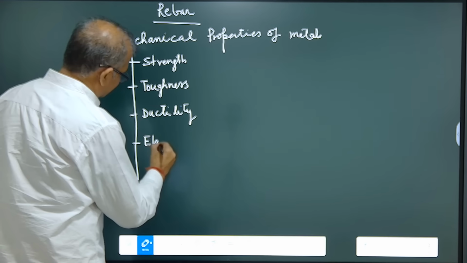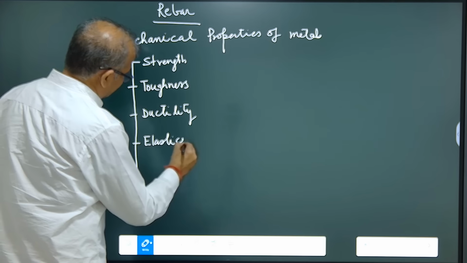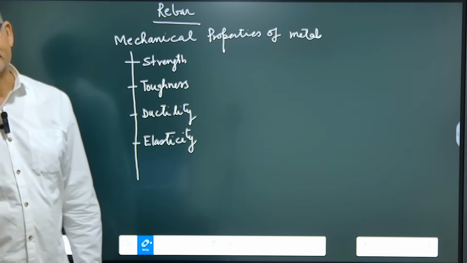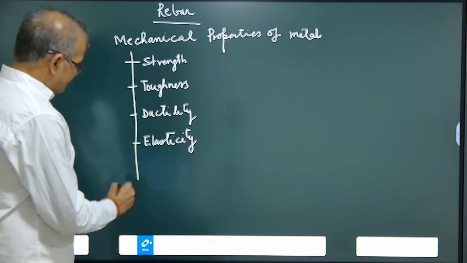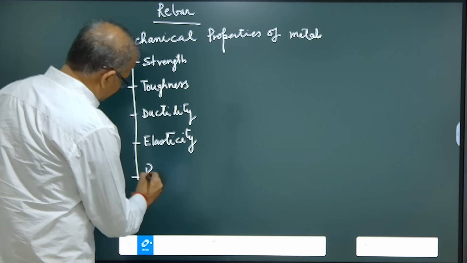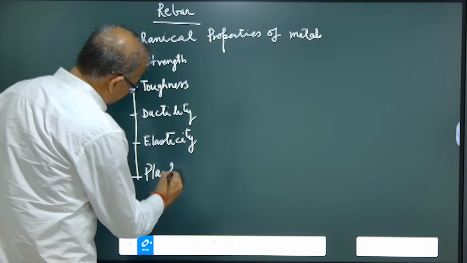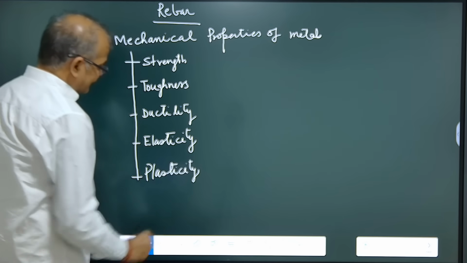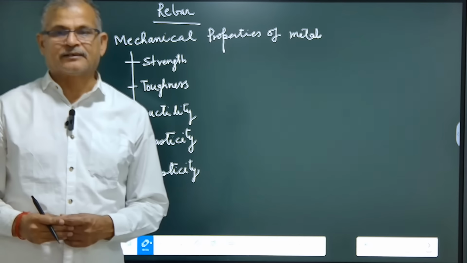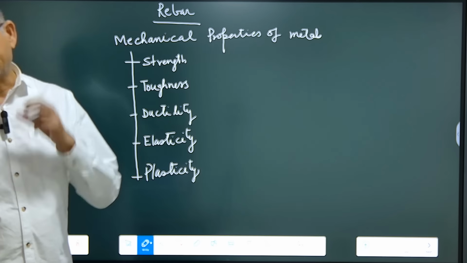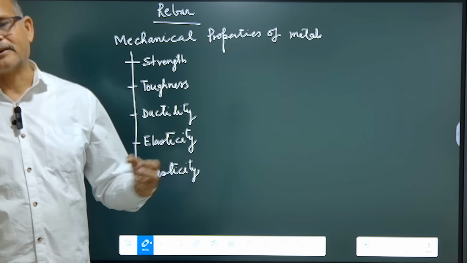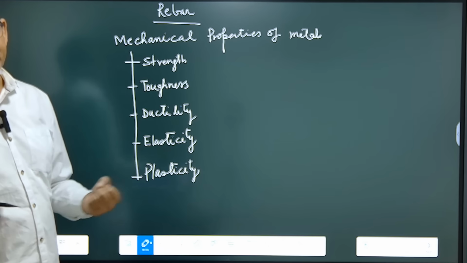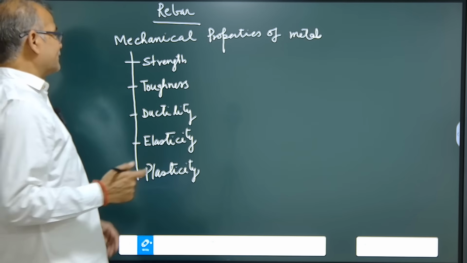Elasticity, the property of metal to regain its original shape and size. Plasticity, permanent deformation under application of load. The property of metal to get permanently deformed under a certain specific load. Beyond that, it will not regain its original shape and size.